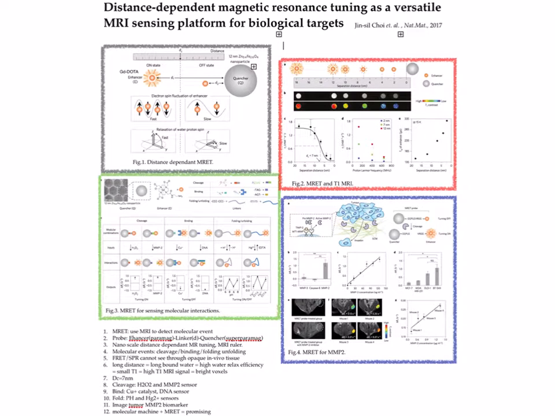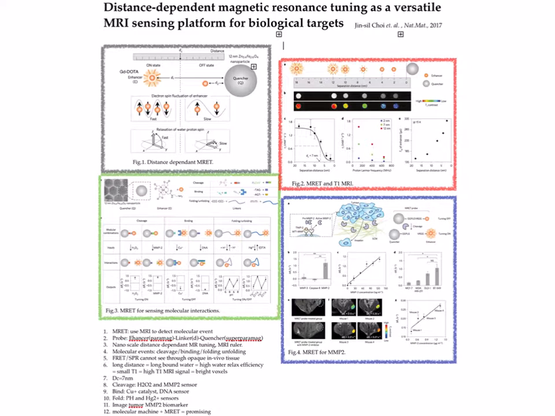Okay, so today I will talk about a Nature Communications paper. It is called Distance-Dependent Magnetic Resonance Tuning as a Versatile MRI Sensing Platform for Biological Targets. The authors proposed a method to use MRI to detect molecular events. They call this method MRET, magnetic resonance tuning.